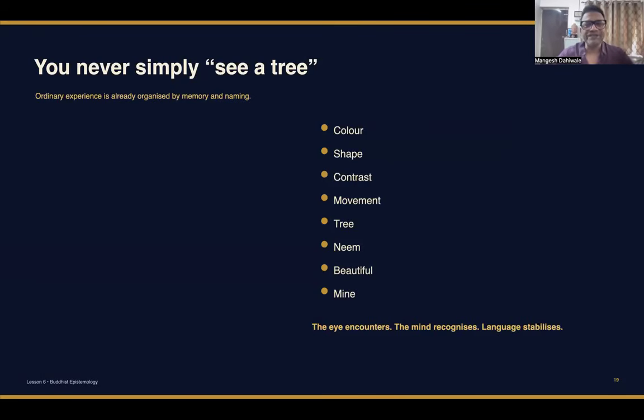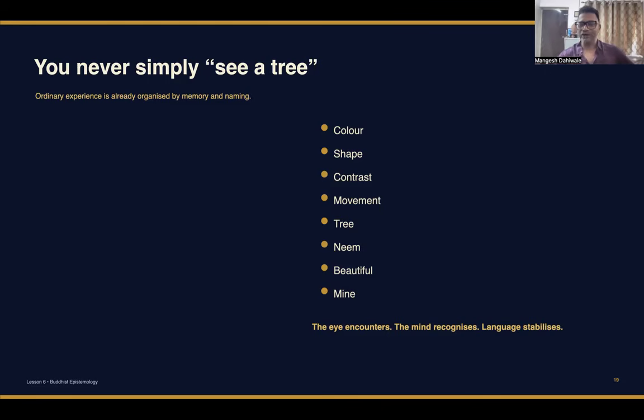So we never simply see a tree or anything for that matter. Ordinary experience is already organized by memory and naming. We see a particular color, a shape, a contrast between this object and that object. We see movement, we see a tree, we name it as neem, we call it beautiful, and we own it. We say, it's mine. So the eye encounters, the mind recognizes, language stabilizes. We are entering into a very deep level of philosophical inquiry.